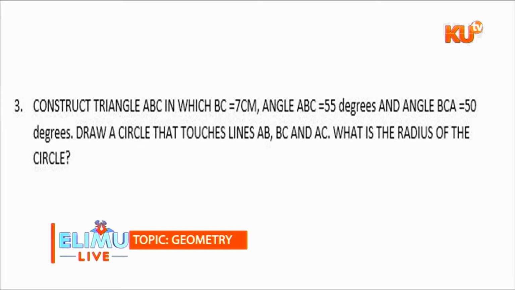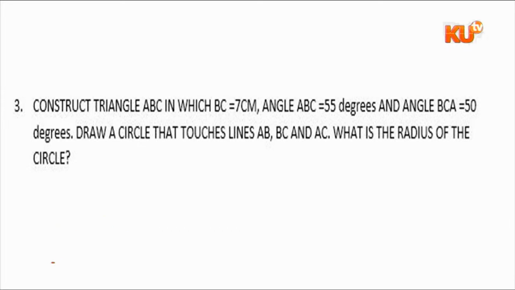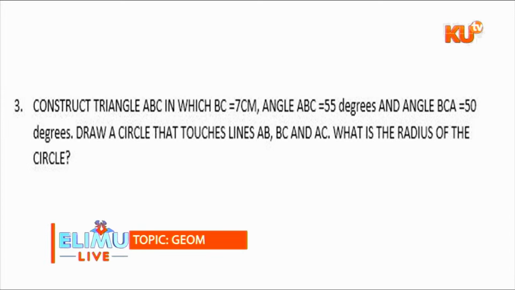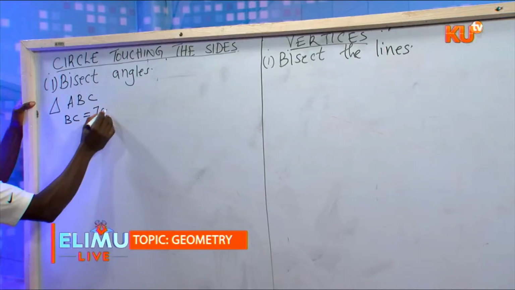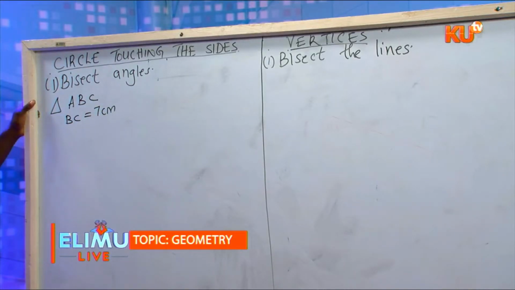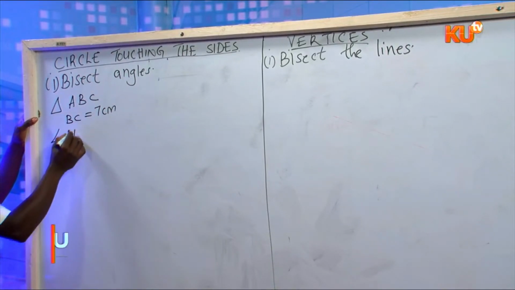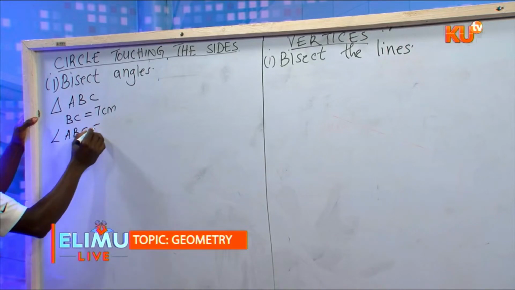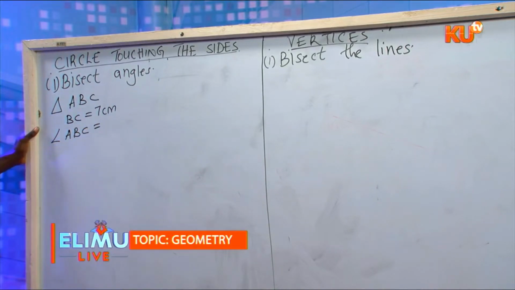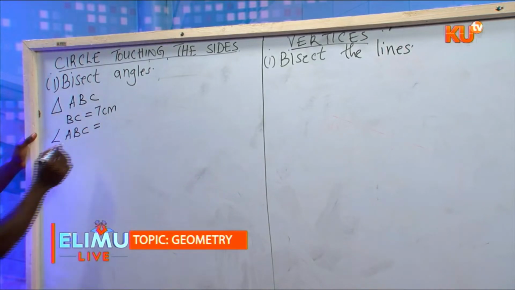You just do the same. Write down the information. We have triangle ABC, in which BC is equal to 7 centimeters. Angle ABC is equal to 55 degrees.